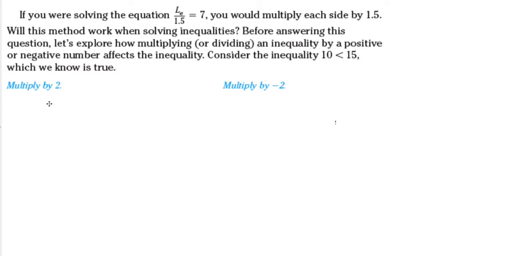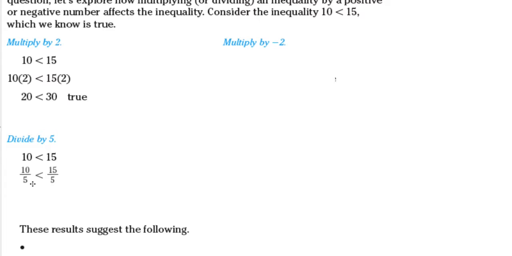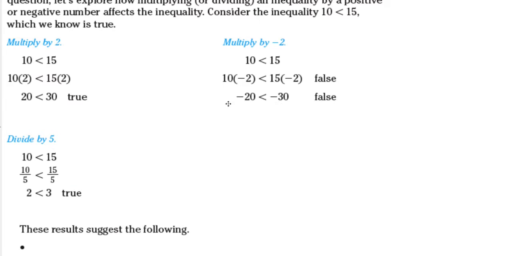If we multiply by 2, 10 less than 15 becomes 20 less than 30, which is still true. If we divide both sides by 5, we get 2 less than 3, which is also true. Now if we multiply by negative 2, we end up with negative 20 less than negative 30, which is obviously false, because negative 20 is not less than negative 30. It's quite the opposite: the true statement is negative 20 is greater than negative 30.